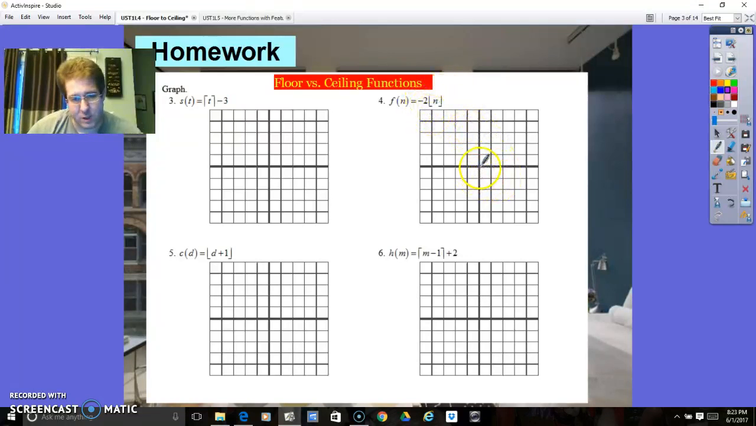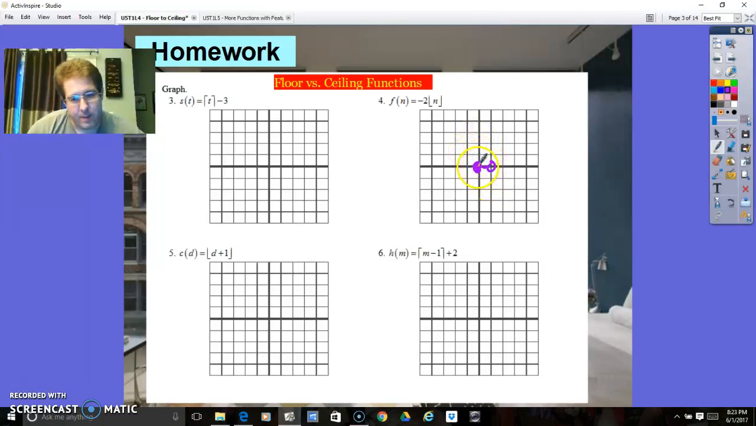It's a floor function, which means always put the closed dot on the origin. It always is the parent function. And it's a floor function, which means it has a lowest point, which means it doesn't have a highest point. So it looks like that. So once you've got the point on the origin, now the rest is pretty easy.